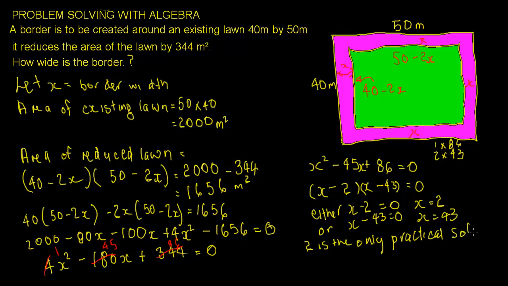So therefore we can say width of border equals 2 meters. Now, it's not always the case that the quadratic equation works out to a nice even number like 2. I mean, it could have been 1.8. Obviously it would have been a different area. So this is a very easy solution here.